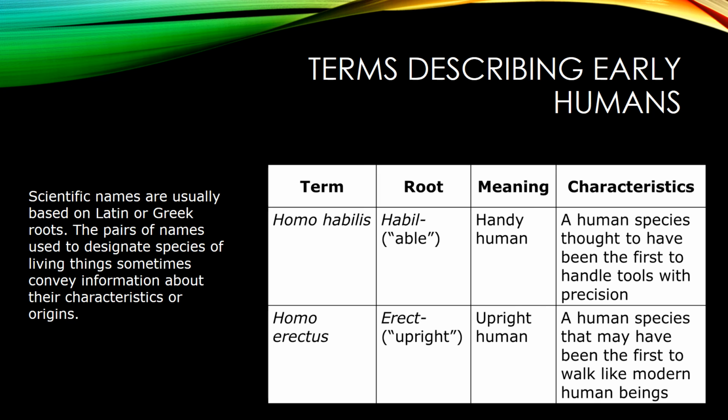Moving on, we also have the word Homo habilis. Habil means able, meaning handy. So you take homo, which means human, and habil, which means able, and you get the word Homo habilis, a human species thought to have been the first to handle tools with precision. Those who actually were capable of handling tools with their hands. Again, the word homo means human, erectus means upright. This meaning is an upright human. Its characteristics are a human species that may have been the first to walk like modern human beings.